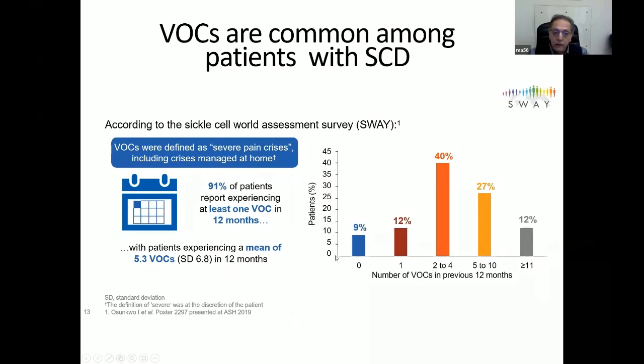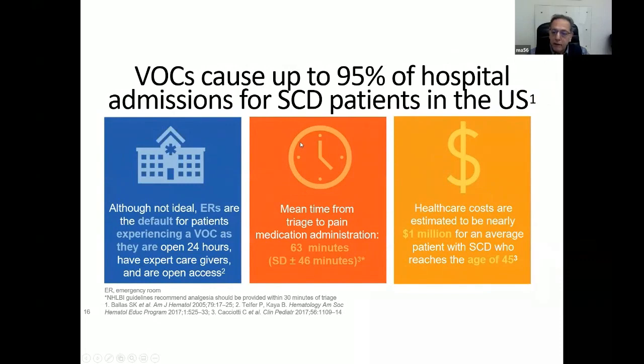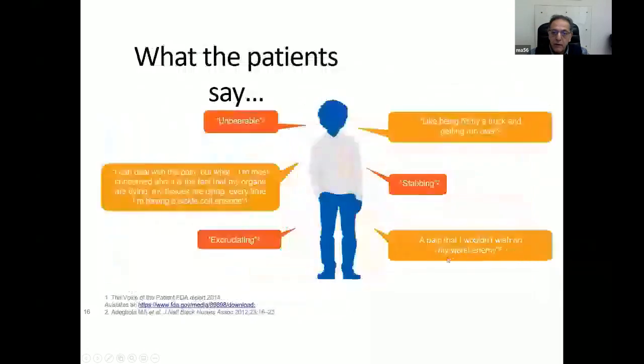So a very, very frequent event. And vaso-occlusive crisis, pain crisis, causes up to 95% of hospital admissions in the United States. And although not ideal, emergency rooms are the default for patients who experience pain crisis, as they are open 24 hours and have expert caregivers. But as we mentioned, the mean time from triage to pain medication administration is about an hour, and the healthcare costs associated with this are high.